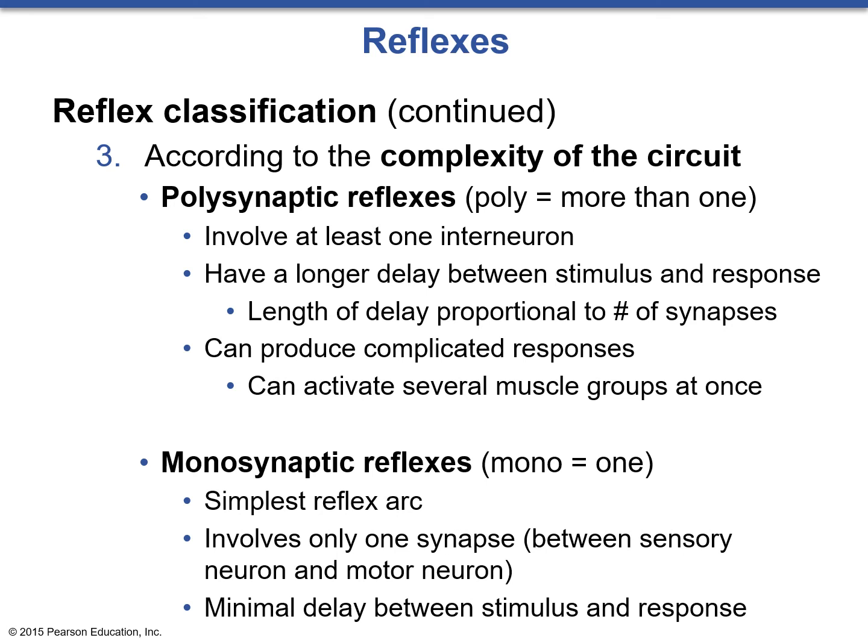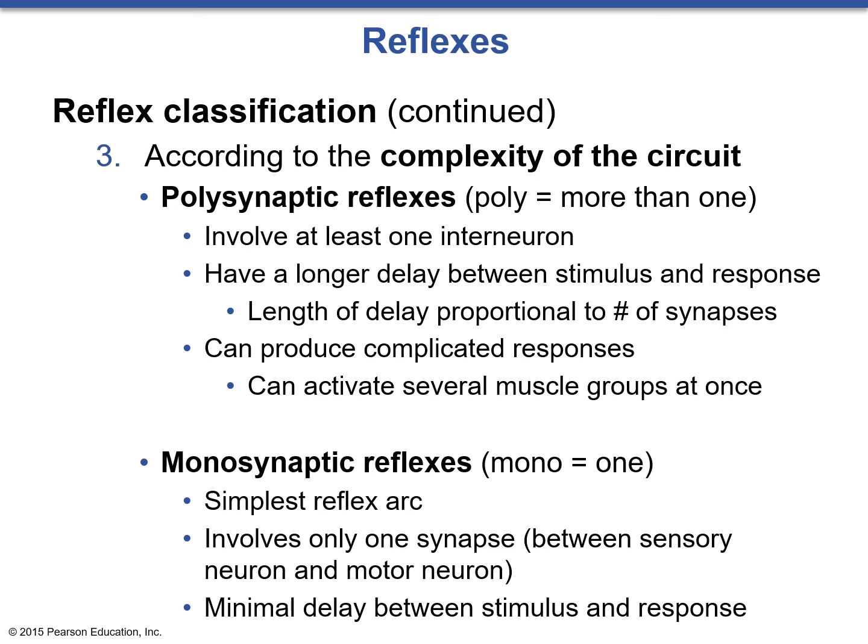The next reflex classification is complexity of the circuit. And this one really only breaks down into if it's one, monosynaptic, or many, polysynaptic. We'll start with monosynaptic. This is the simplest reflex arc and involves only one synapse between the sensory neuron and the motor neuron. So there's minimal delay between stimulus and response. There is no interneuron in this reflex arc. The best example we have of this is the myotactic or stretch reflex. So when the doctor takes the little rubber mallet and hits your knee tendon and you kick, that would be an example of the myotactic monosynaptic reflex arc.